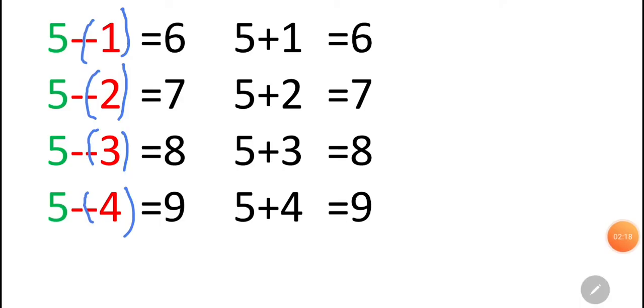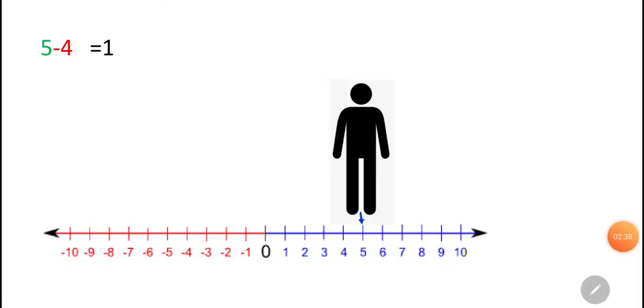As you can see, students like to think of 5 take away negative 1 as 5 add 1 is equal to 6, 5 take away negative 2 as 5 add 2 is equal to 7, 5 take away negative 3 as 5 add 3 is equal to 8, and 5 take away negative 4 as 5 add 4 is equal to 9. So another way to look at it is using the number line.